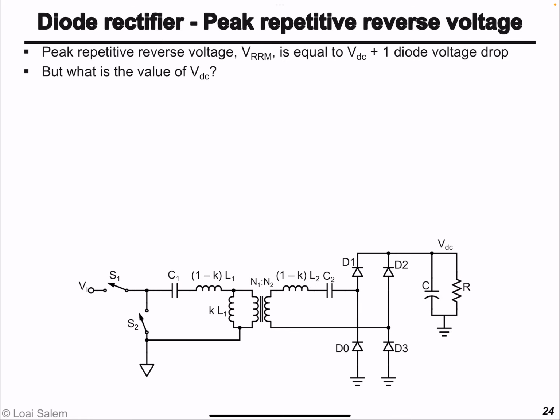So first, let's see how we calculate the peak reverse voltage across the diode. As I discussed in a previous video, say when D0 and D2 are on in the negative half cycle, what is the maximum reverse voltage across, say, D3? D3 and D1 will be open circuit, of course, while D2 and D0 are on. So basically the maximum reverse voltage across D3 will be essentially VDC itself.